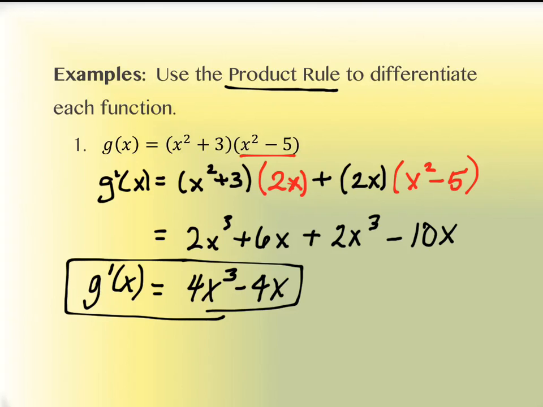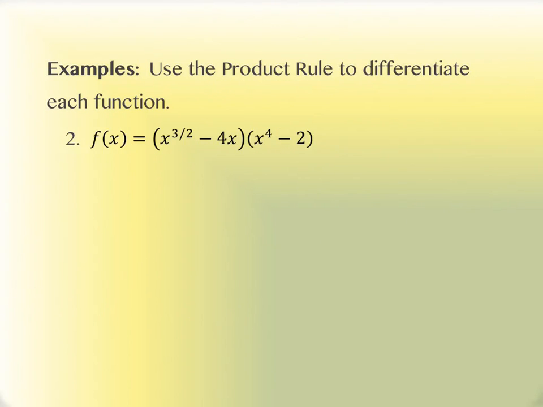Okay, we're going to do one that's a little bit more complicated. Are you ready? Okay, again, we could distribute this out and we could use power rules. That would be a way to do the problem that would be correct. But the directions ask us to use the product rule, so that's the approach we're going to take on the problem. So as I'm taking a look at this one, what is my first step? Write the first one down. So x to the 3 halves minus 4x. What am I going to multiply this by?